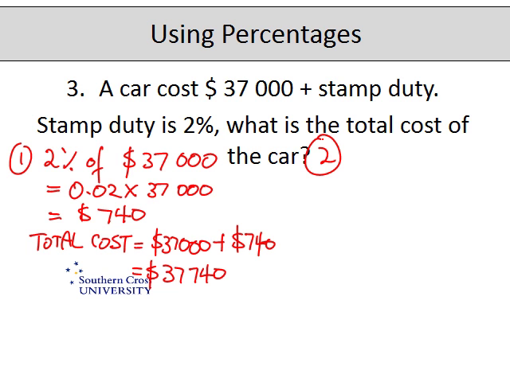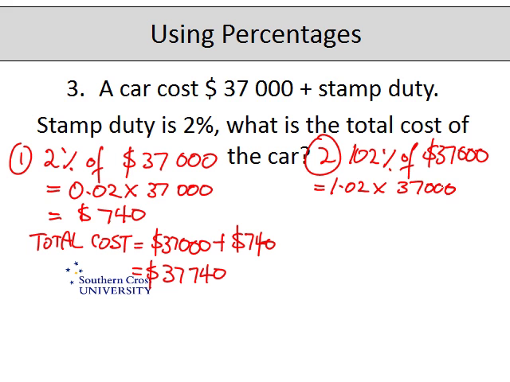The second way of doing the question is to say, well, if the car costs $37,000 and the stamp duty is 2%, then really we're going to pay 102% of the cost price. So it's 102% of $37,000. Now, converting 102% to a decimal, we divide by 100, which gives 1.02. Of is times 37,000, which takes us straight to our answer of 37,740.